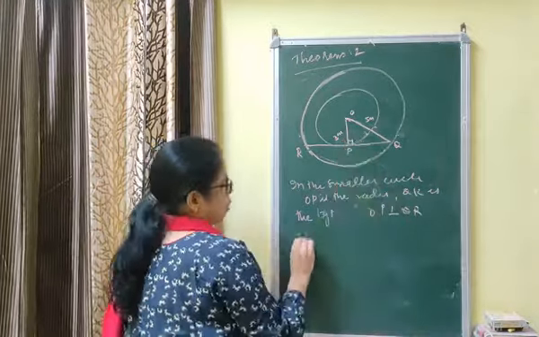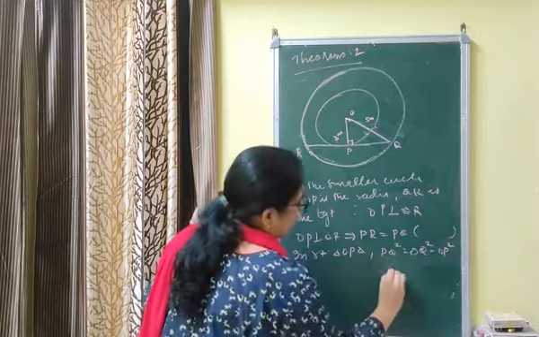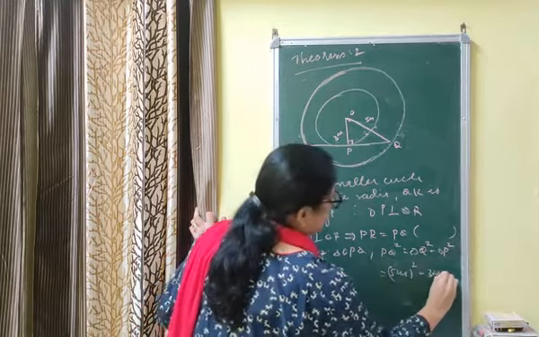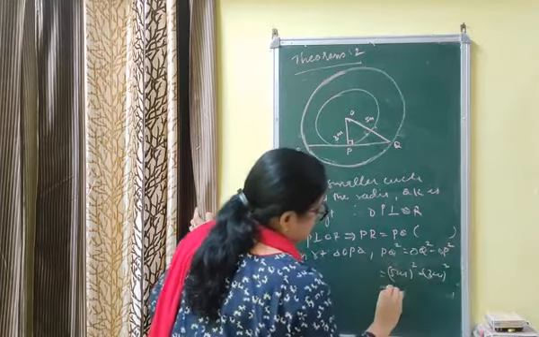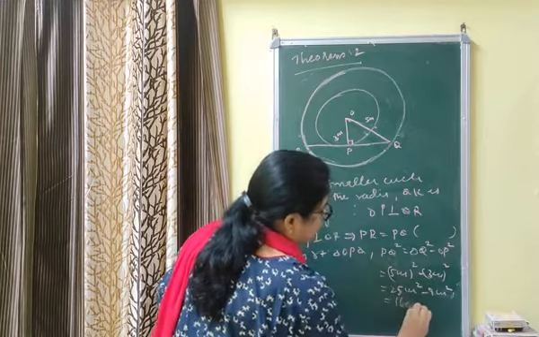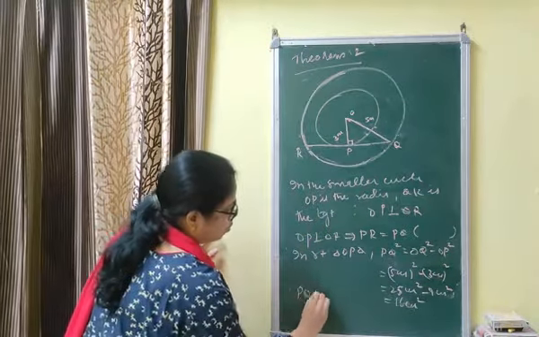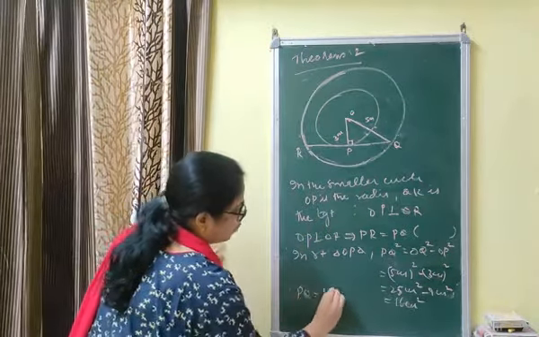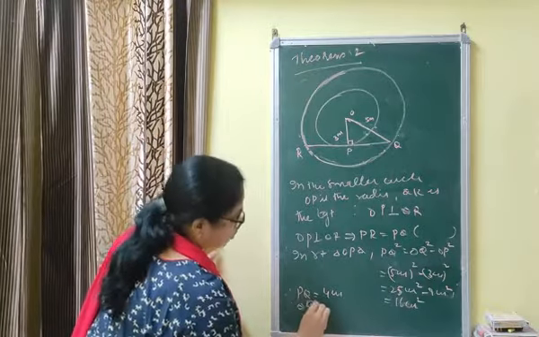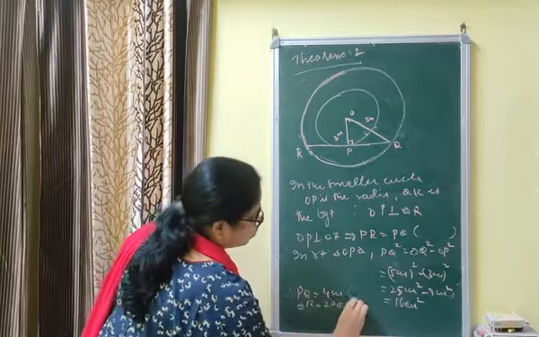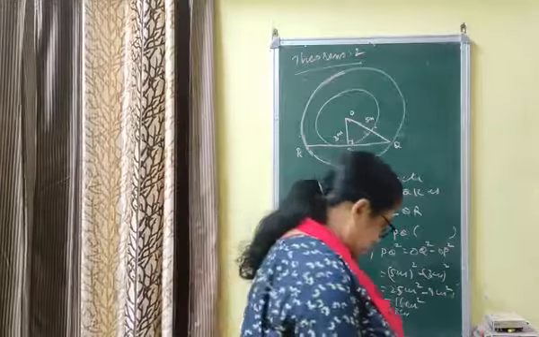Now, in right triangle OPQ, by Pythagoras theorem, PQ square is equal to OQ square minus OP square, that is 5 cm whole square minus 3 cm whole square, that is 25 cm square minus 9 cm square, that is 16 cm square. Therefore, PQ is equal to 4 cm. Now, by the property that the perpendicular from the center to any chord of a circle bisects it, QR is equal to twice PQ, that is 2 into 4 centimeter, that is equal to 8 centimeter. That is question number 7.